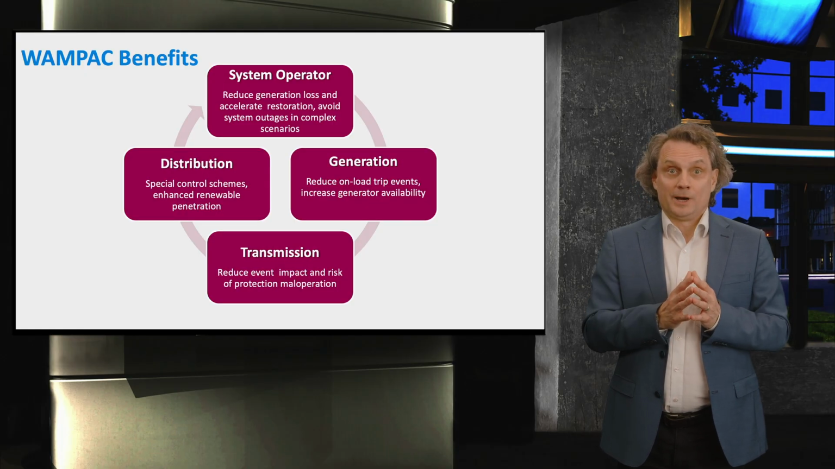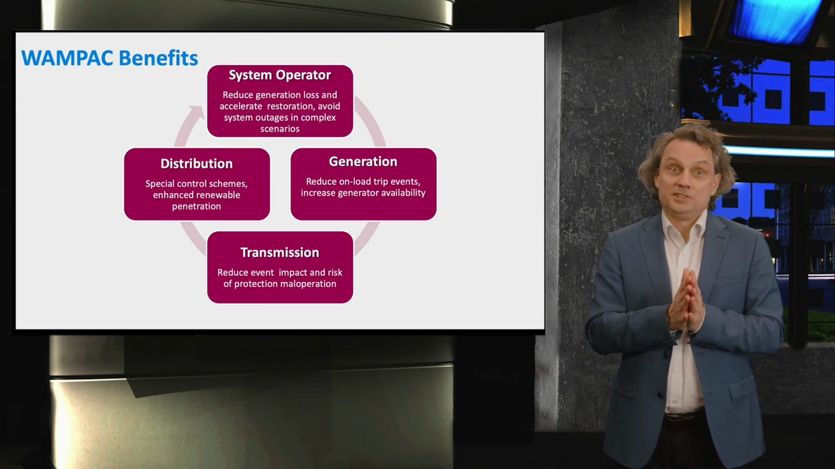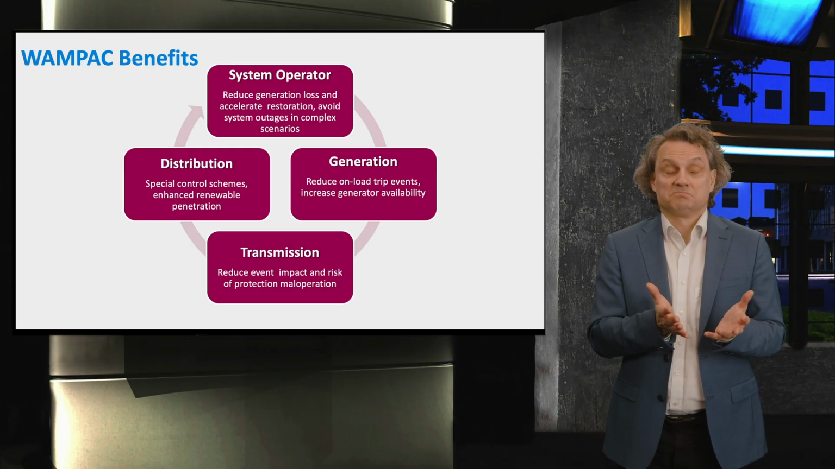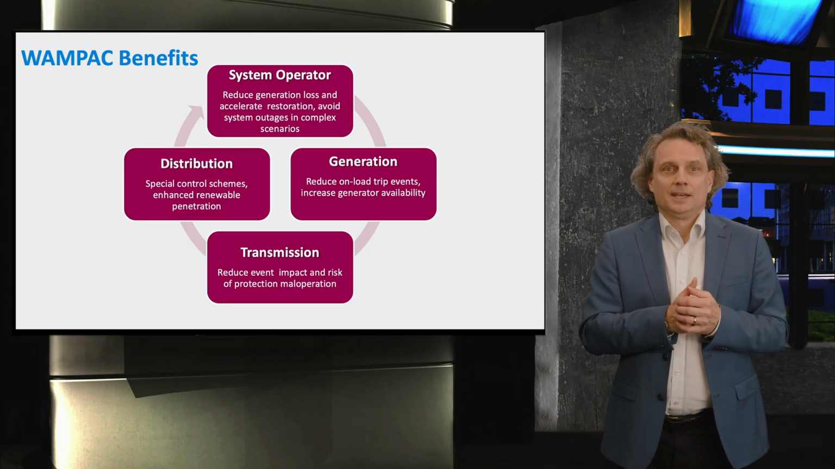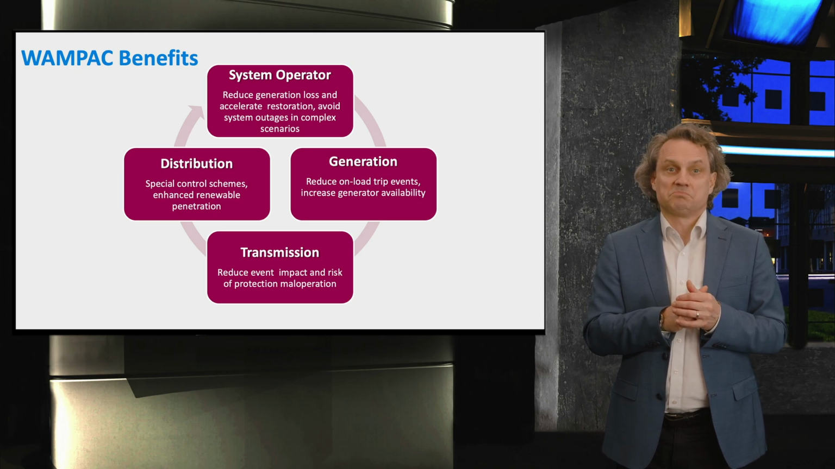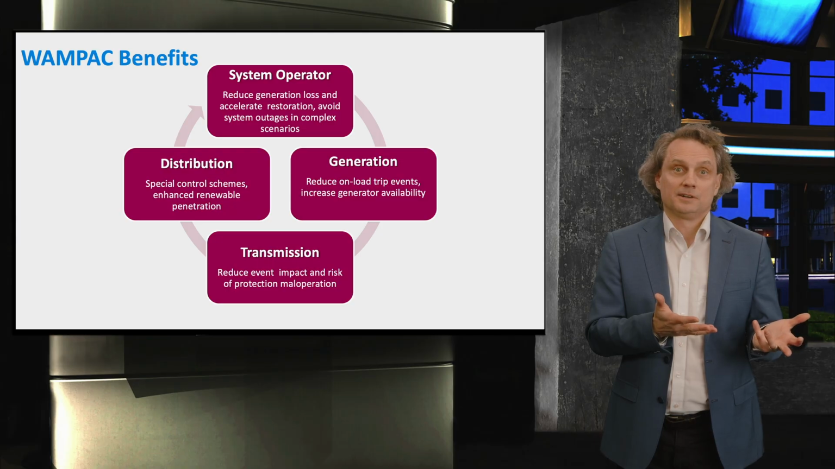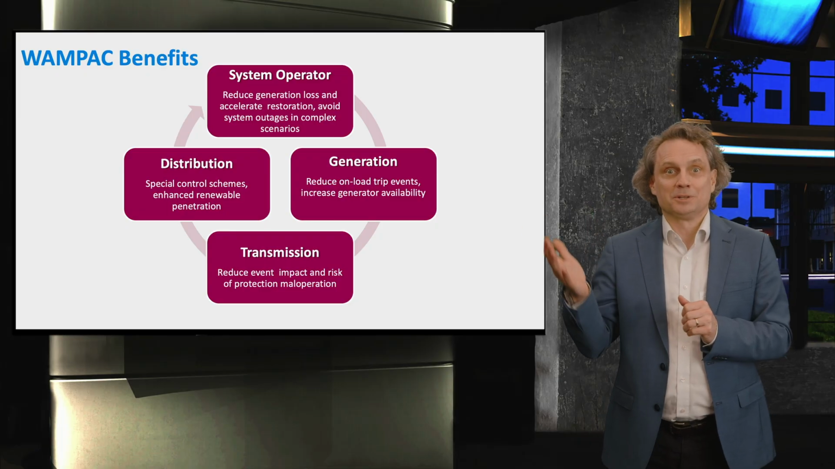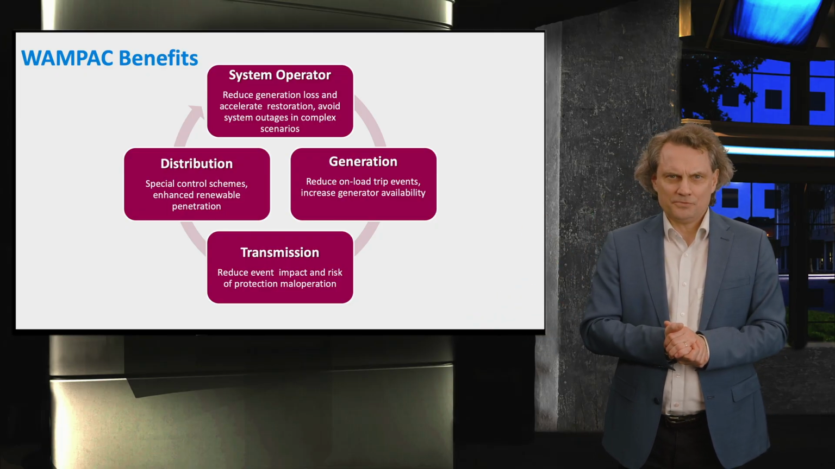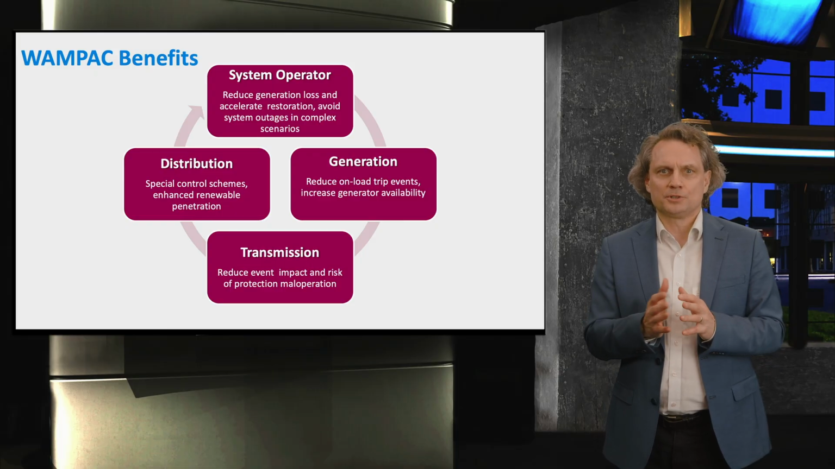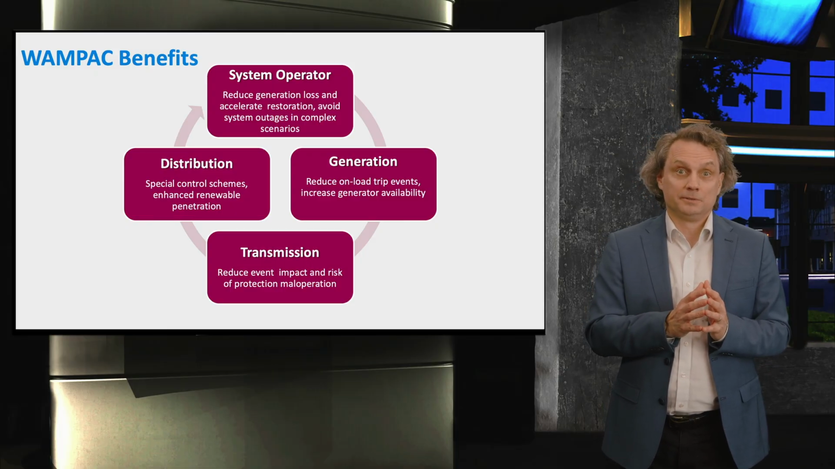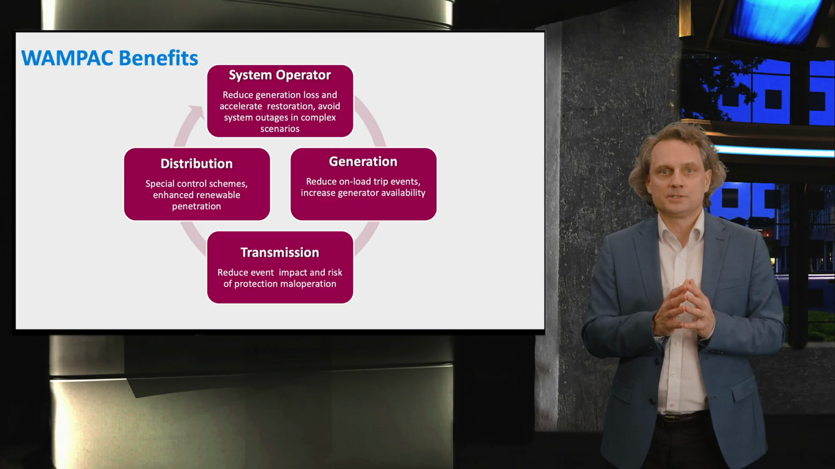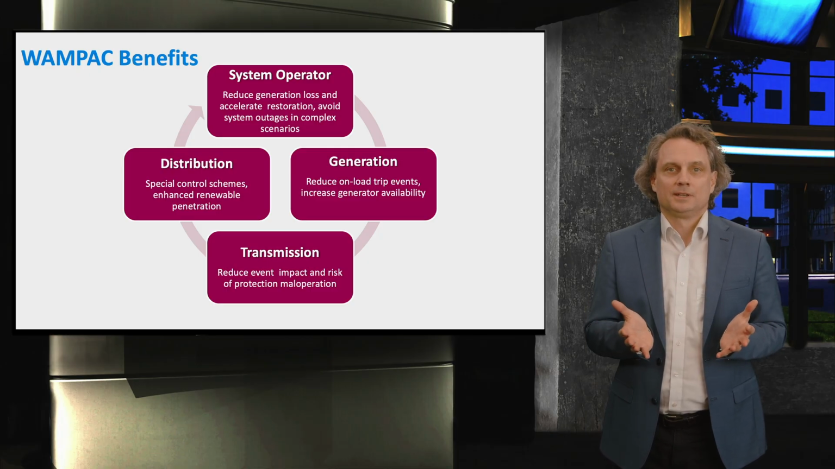So who benefits from such a wide area monitoring system? From the perspective of the system operator, it's easier to prevent failure. And if still something happens, it will be quicker to restore the system. From the perspective of the generators, having fewer outages means that they are able to have higher generation availability, selling more energy and making more money. From the perspective of the transmission and the distribution, the system can be monitored in real time. This reduces the risk and the impact of disturbances.